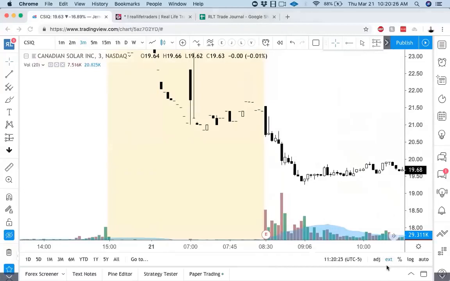Once bears get trapped, they're going to have to buy to cover at some point. So the volume doesn't have to come in for it to go higher. That's the biggest misconception of all time with trading volume. Volume does not have to be massive in order for the stock to go up. You just simply have to have more demand. Okay? And more demand can come from bears or bulls getting trapped on a trade.